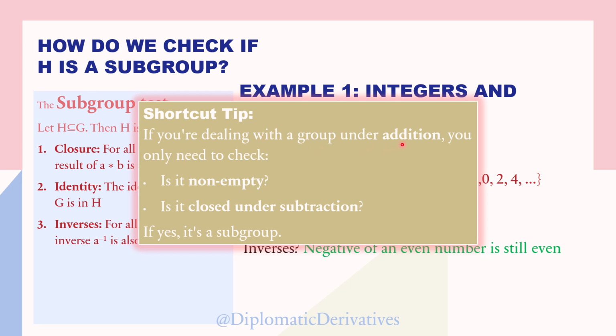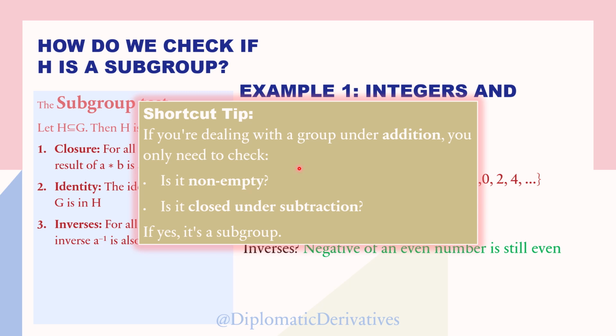Okay, now there is a shortcut tip over here, and that tip is, if you're dealing with a group under addition, you only need to check, is it non-empty and is it closed under subtraction? If yes, it's a subgroup. So what does this mean? In the previous slide, we saw that there were three things. The first one was the set H has to be non-empty. That is, there has to be an element within the set, right?